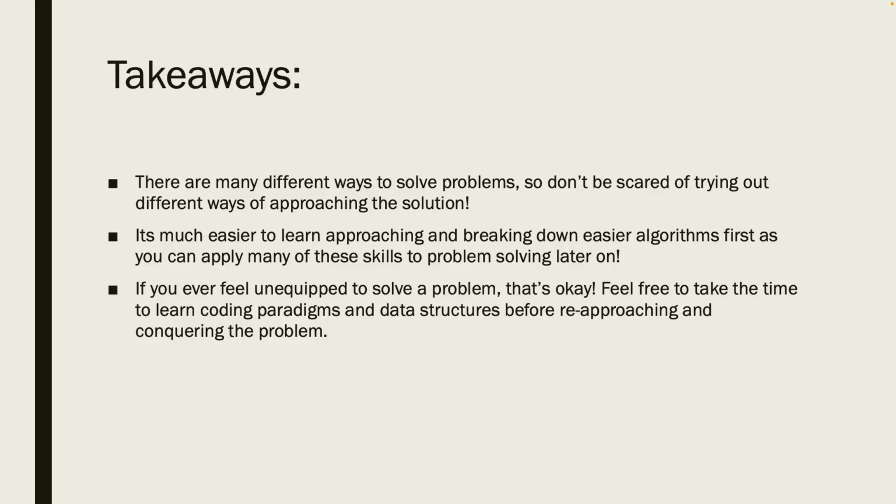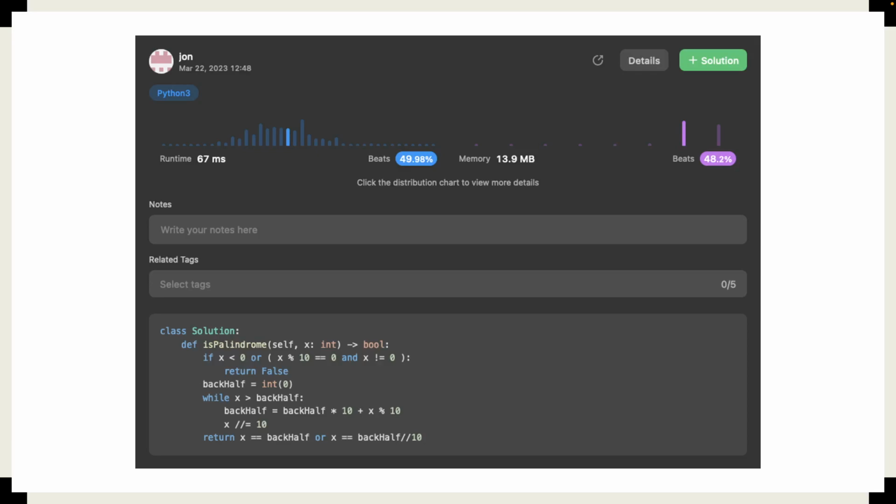Here's the solution I have in Python. I'll skip the slide. Basically, the conditionals at the top: if x is negative, so less than 0, or if x is not 0 and x mod 10, so the remainder of x divided by 10, is equal to 0, then we're going to return false. And that's how we've dealt with the special cases here.